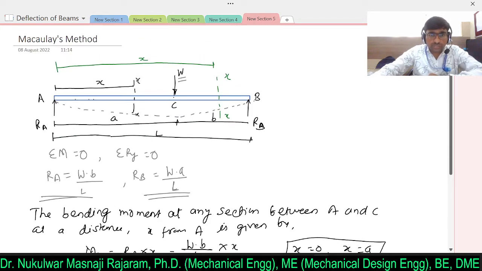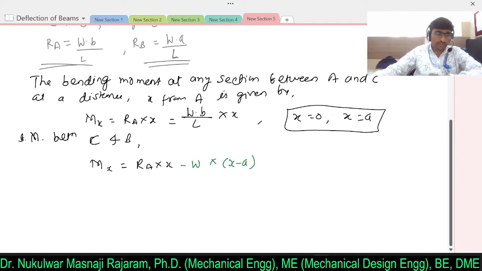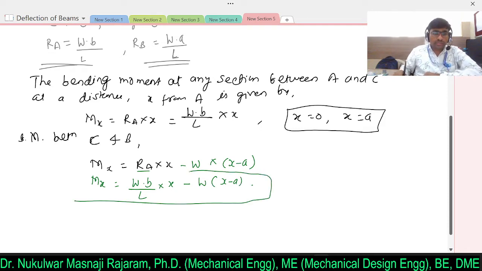So W is at a distance from this particular plane; for this load, this entire distance is X, and this distance will become X minus A. Up to point C, the distance is A, so this will become X minus A. Simple. So just put the value of reaction RA, that is W into B divided by L, into X minus W into X minus A. Clear?